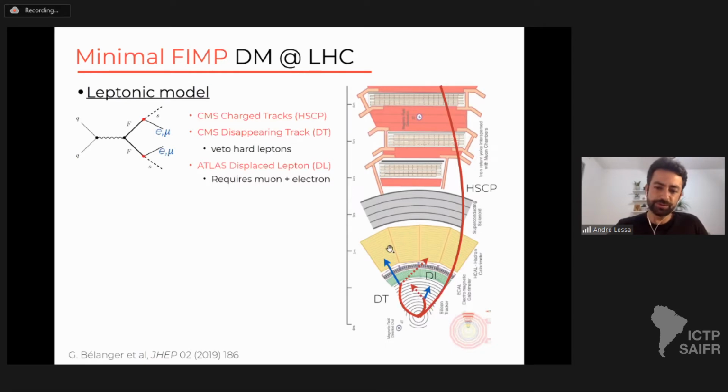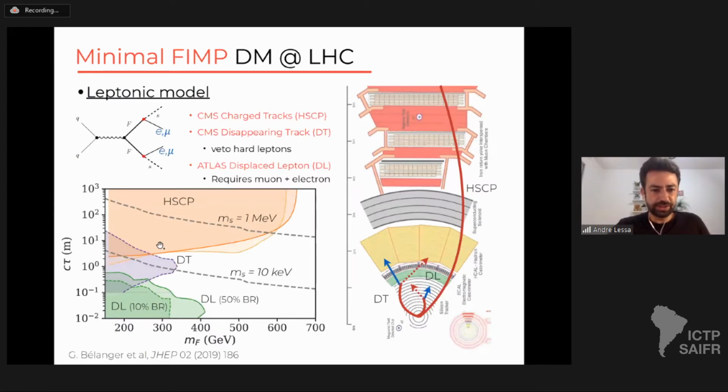But there are some issues with the searches that look for these signatures. One is, of course, there is a hard cut on this displaced lepton, or on the disappearing track. We really need to miss this lepton, which in this model is not so easy because this will be a hard lepton. And in this search, at least at this point, the search for displaced leptons also requires both a muon and an electron in an event. So this mediator would have to couple to both muons and electrons. One branch would have to decay to an electron and one to a muon. Right?